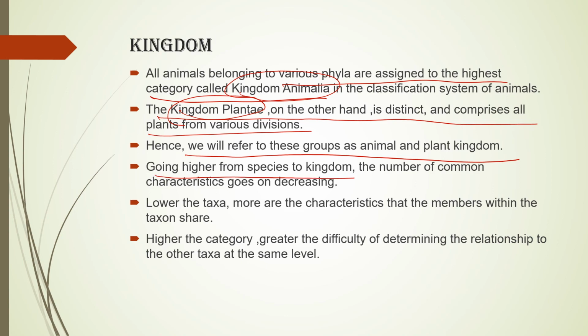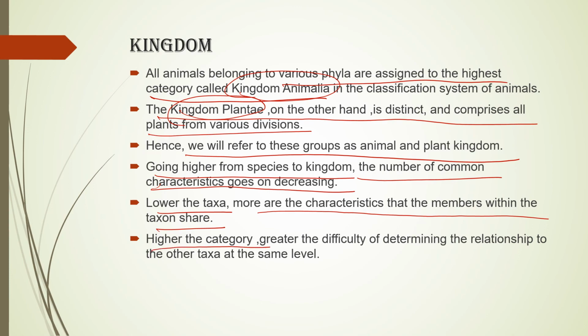Now going higher from species to kingdom, we have started from species and now we are moving on to kingdom. We are now in kingdom. The number of common characteristics goes on decreasing. The more we move up to the higher hierarchical category, the fewer the common characteristics. Lower the taxa, more the characteristics that the members of the taxon will share. So in species, the common characteristics will be more than in kingdom, or after species comes genus, order, class. Like in the sequence, when we are moving higher in the hierarchical order, the common characteristics will reduce.